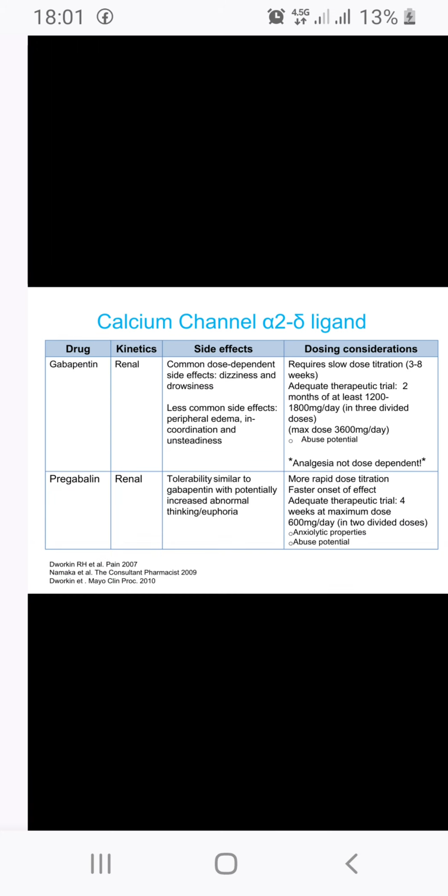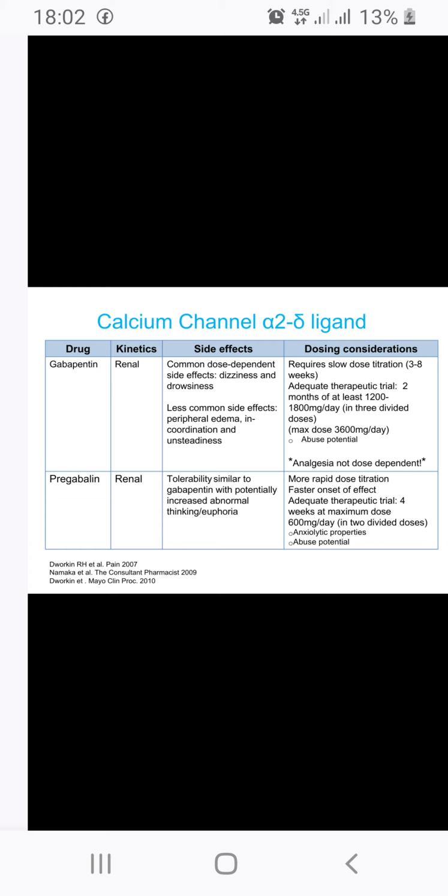The two examples in this class of medications that are available in the Canadian market are gabapentin and pregabalin, both of which are cleared renally. The main side effects for these medications are really neurologic. They're dose dependent, so a lot of patients complain of dizziness or drowsiness, effects on memory, sometimes word finding.